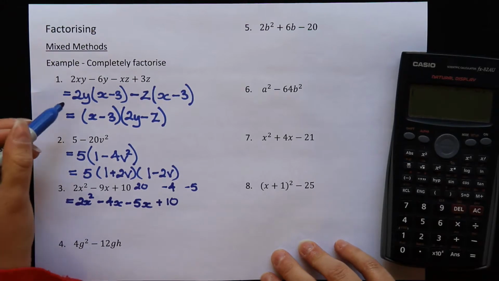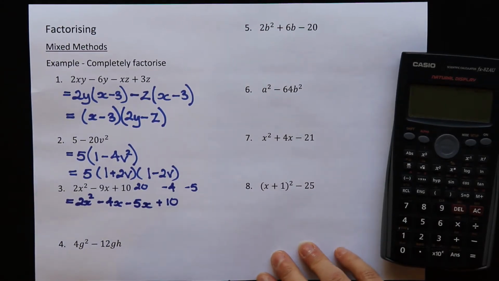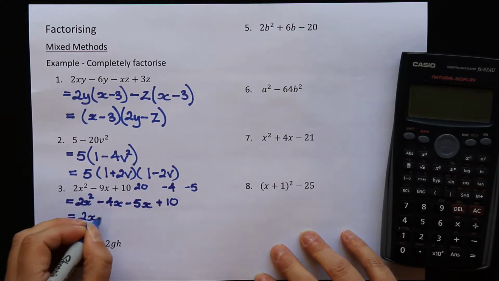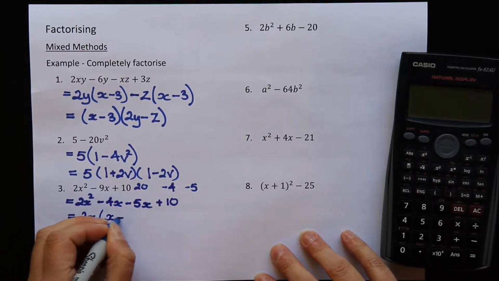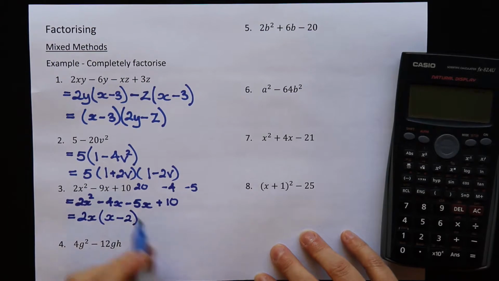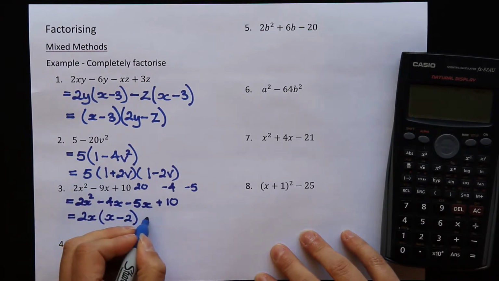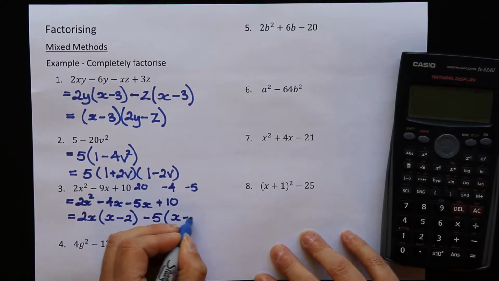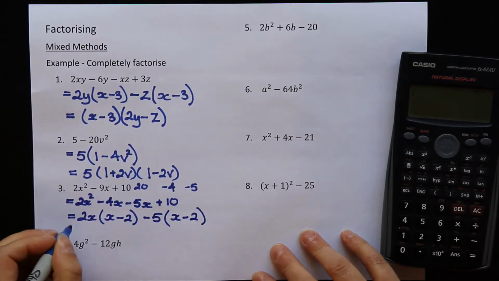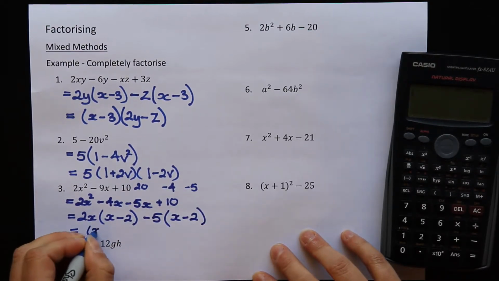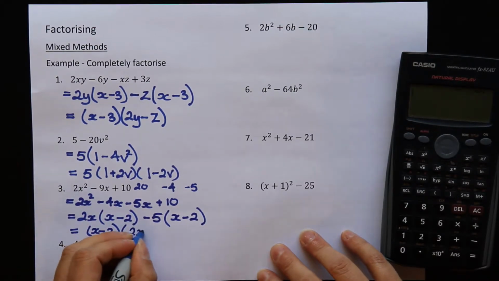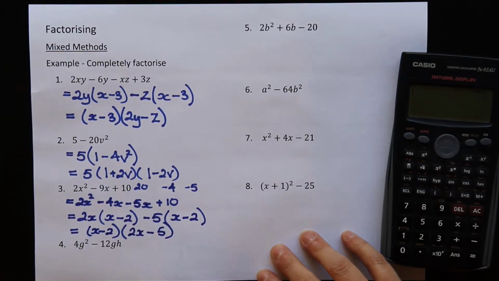Then I factorize in pairs like I did up here in my first question. So the first two terms I can factorize out a 2x, giving me an x minus 2. The third and fourth term I can factorize a minus 5, giving me an x minus 2. X minus 2 is now a factor, and 2x minus 5 goes in the second bracket.